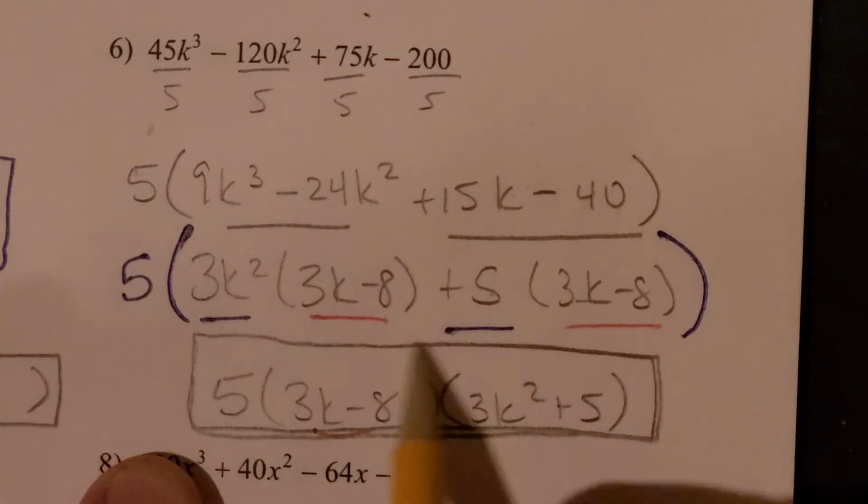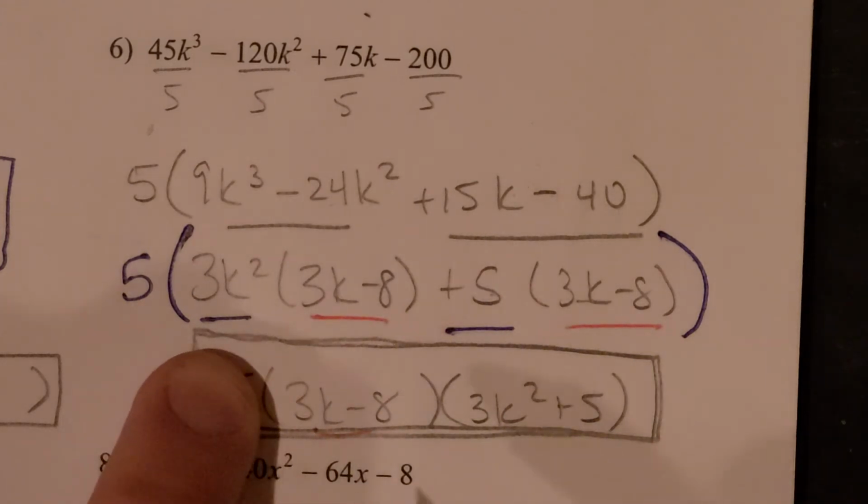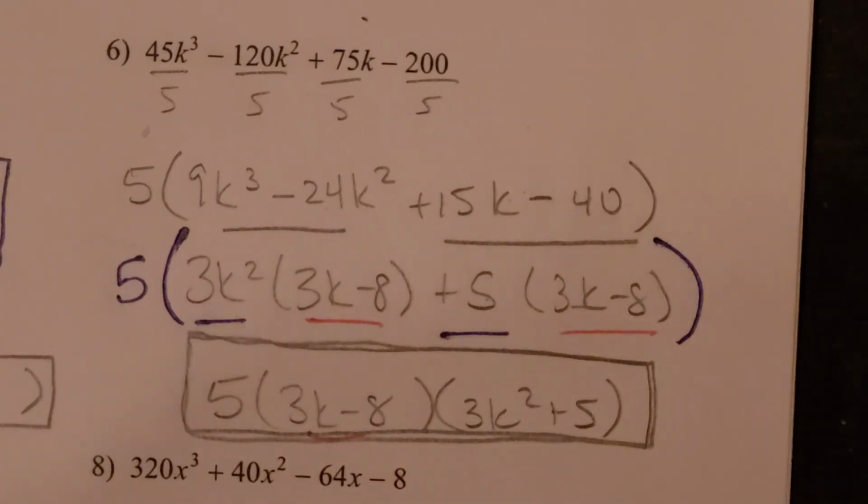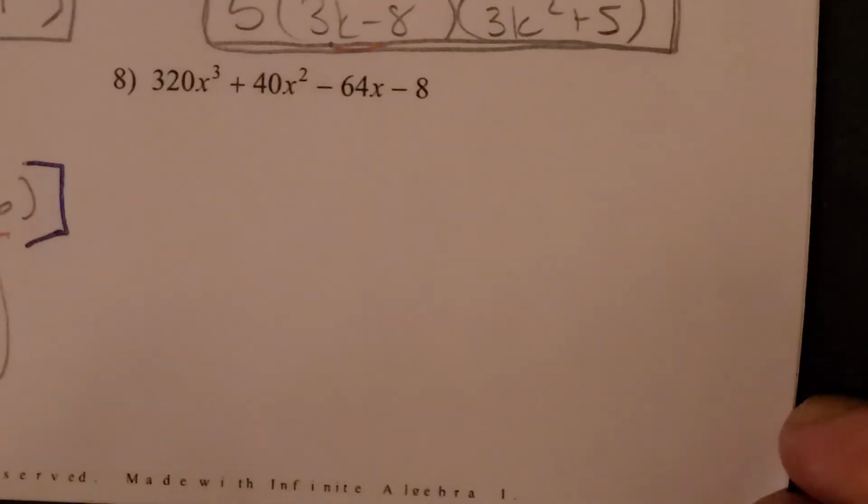If I said factor by grouping and you only wrote 3k minus 8 times 3k squared plus 5, you would be wrong. But we wrote it, so awesome. Boom, done. All right, we're going to try one more, and then we'll call it.